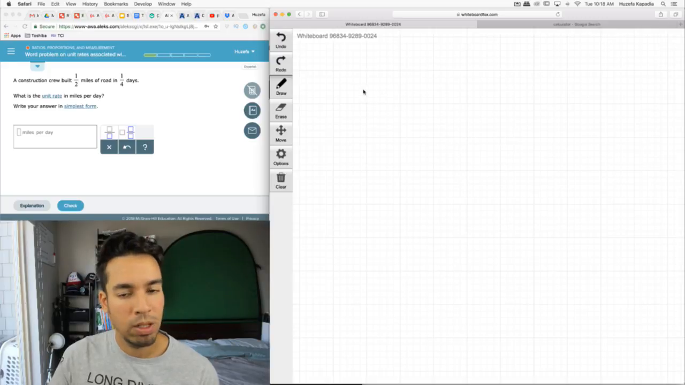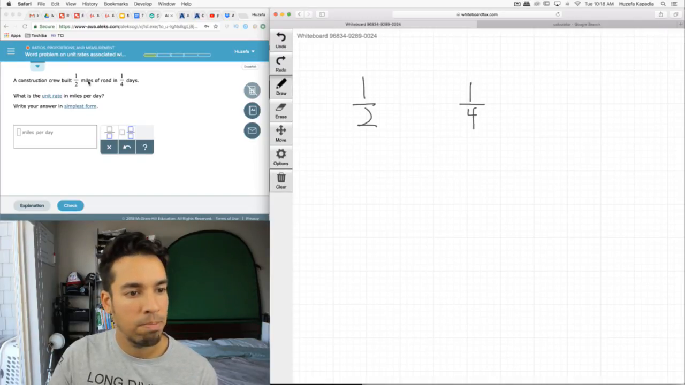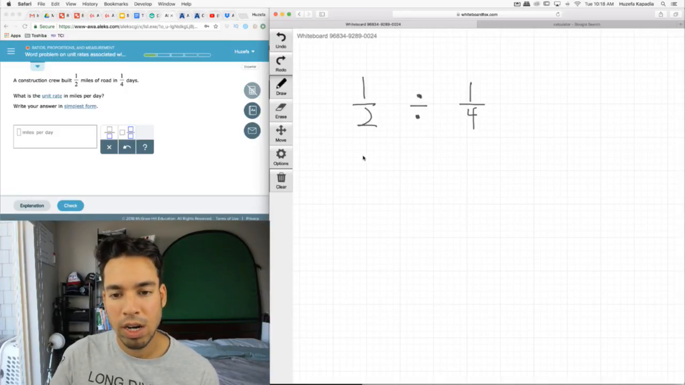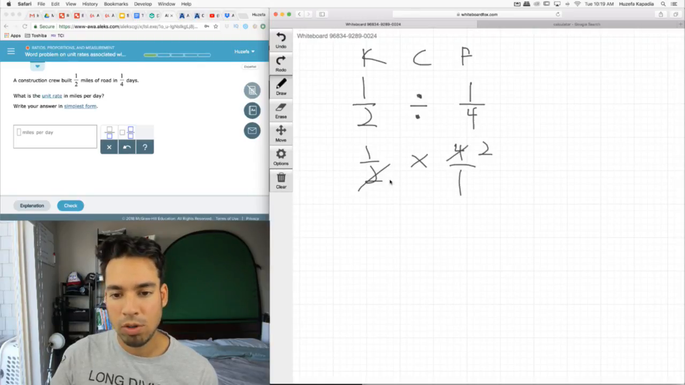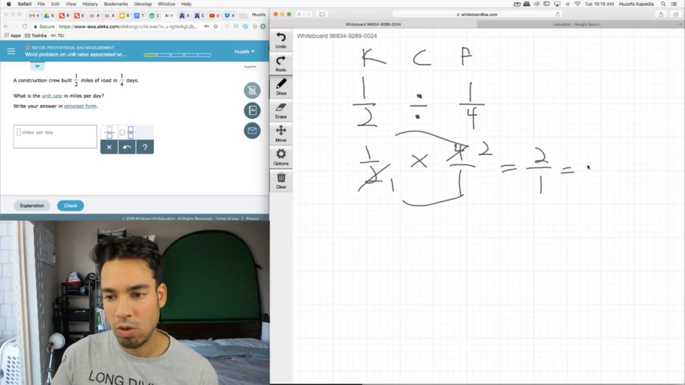The construction crew built 1/2 miles of road in 1/4 days. What is the unit rate in miles per day? So once again, it's miles per day. Okay, so we do this fraction division, keep, change, flip. We've got 1/2 times, change that to times, and flip that to 4/1. Cross simplify, of course, and that becomes 2/1 or 2.